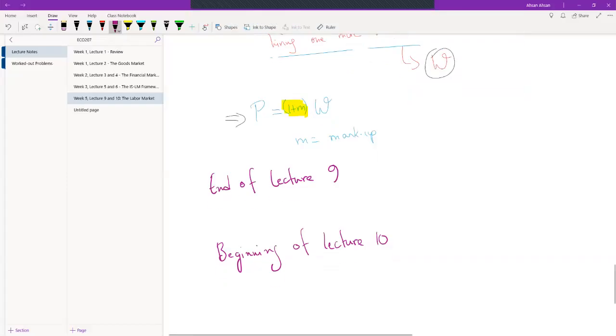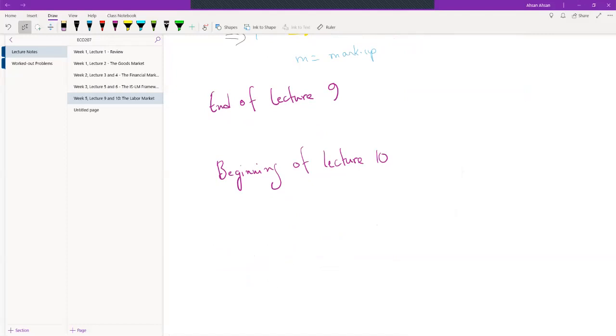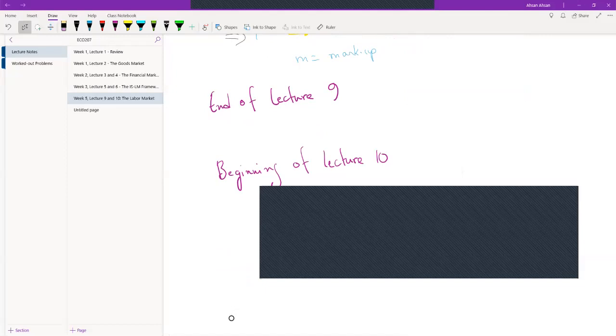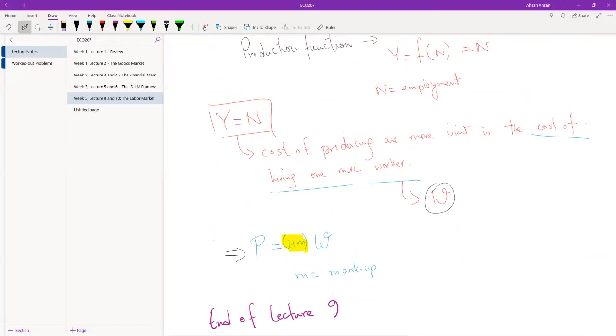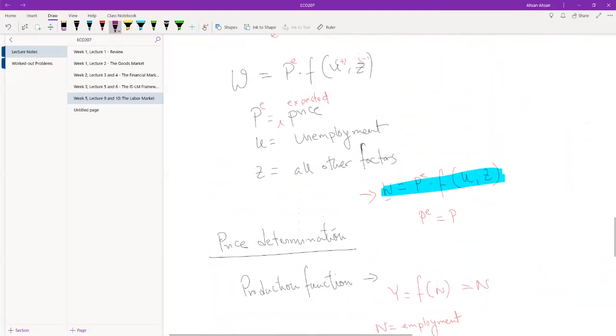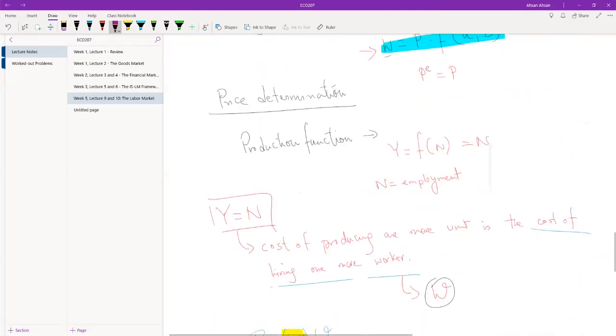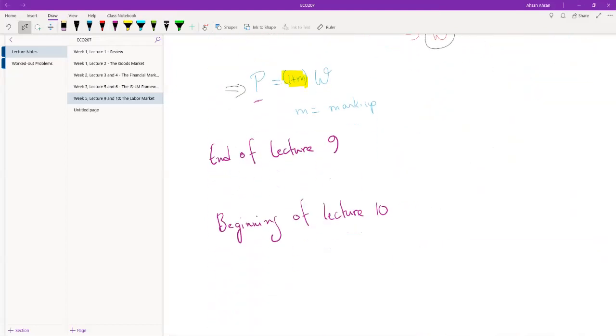Okay, so today we finally see how the wage and price and everything plays out in the market. Remember what we had done in the last lecture: we found the price in the market and we developed an equation for the wage. So I'm going to start with the wage thing. What we had, remember, was W equals P times a function of U and Z.